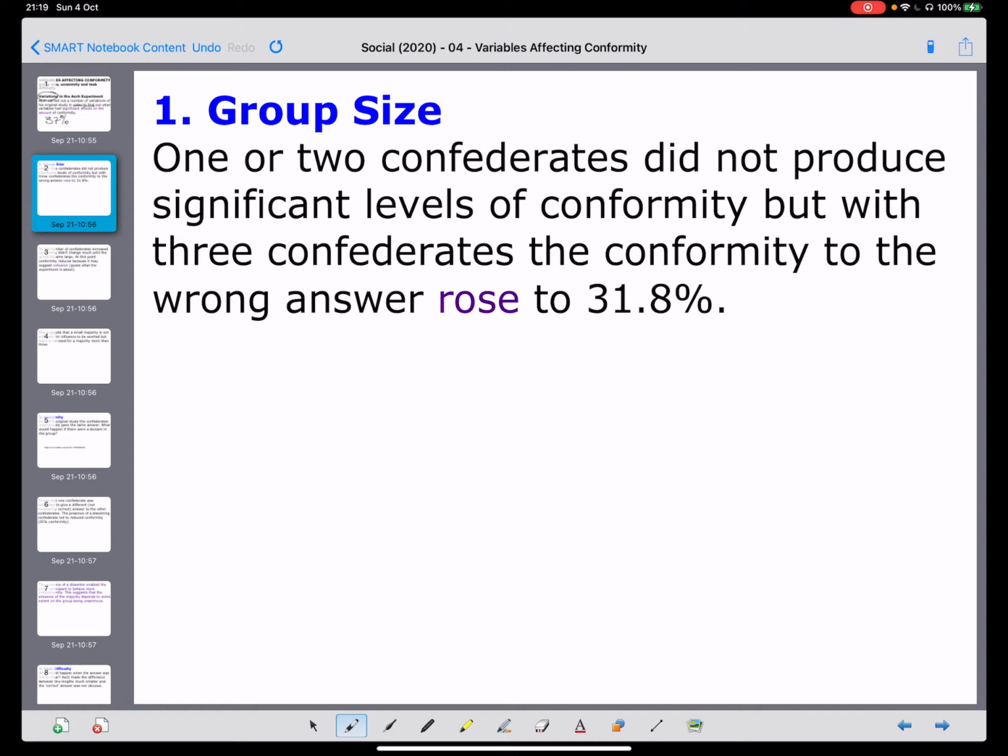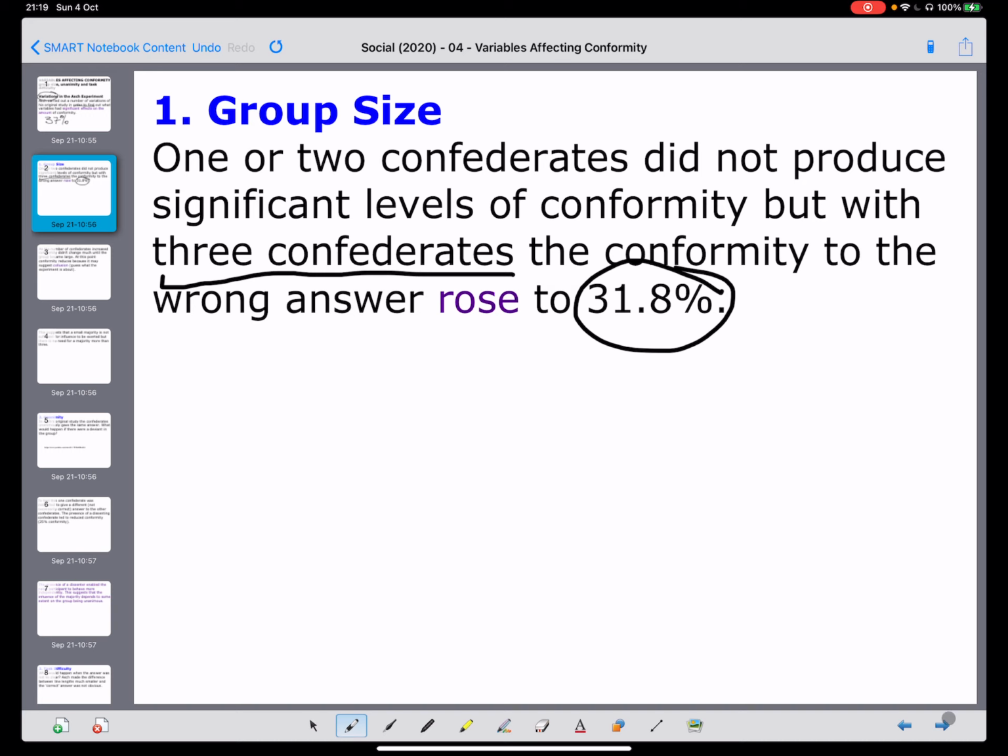But it says here, when there were three Confederates, when suddenly we go to a group of four, conformity rises to 31.8%. This is rising from negligible results. However, this is still below the 37%, but it's not that far away. So we could find that all we need is a group of four people before conformity becomes significant. Now, this shouldn't be too much of a surprise if you've looked into the Sherif research, because he had groups of four, and he found that all his participants did actually conform to the group of four.